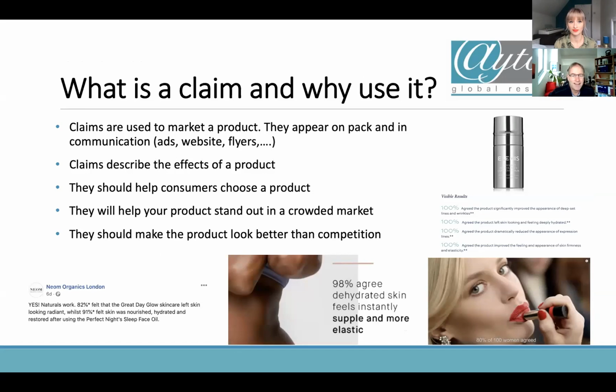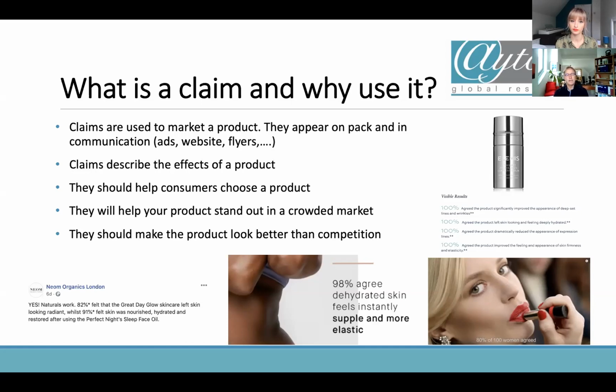Okay, well, the claim. Claims are used to market a product. If you talk about the product, you talk about a claim, and I think everybody knows this. They appear on pack and in communication. Whenever you talk about a product, you talk about what the product can deliver and what benefits it has. Often they describe the effects of the product, so it hydrates your skin or reduces your wrinkles.